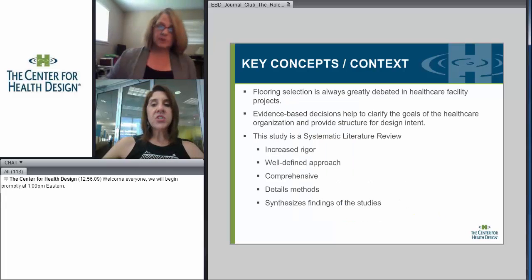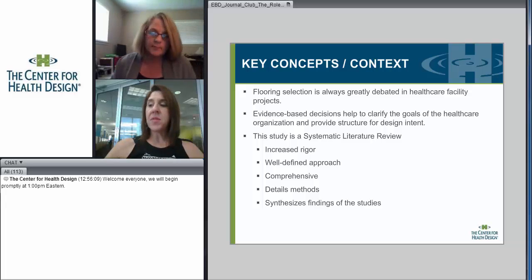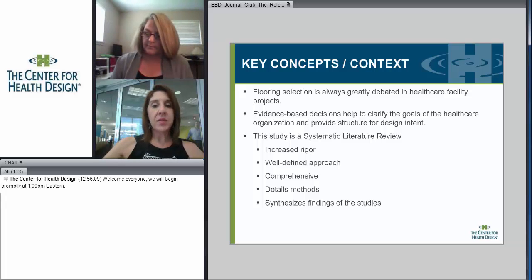So, if you will, share with us some of the key concepts behind this literature review, which is a systematic literature review. Tell us more about it. I think the important thing is, flooring is one of the biggest surfaces we have to cover. It always seems to be a hot topic of debate in terms of what facilities want, need, and what they understand about what products can do to contribute to all of these variety of factors.